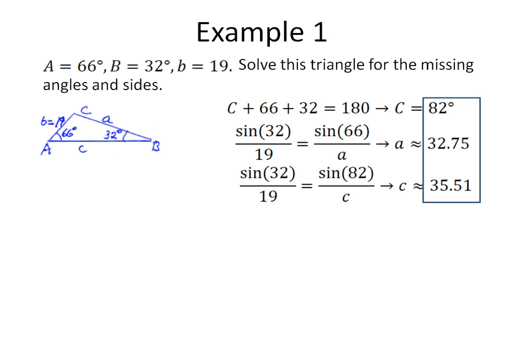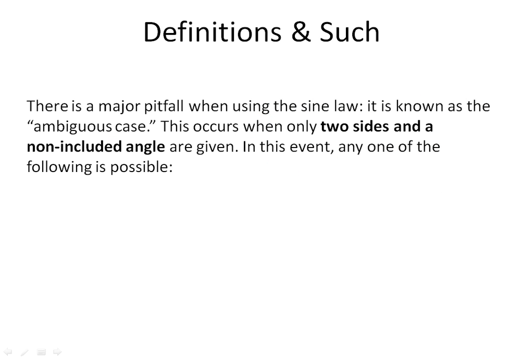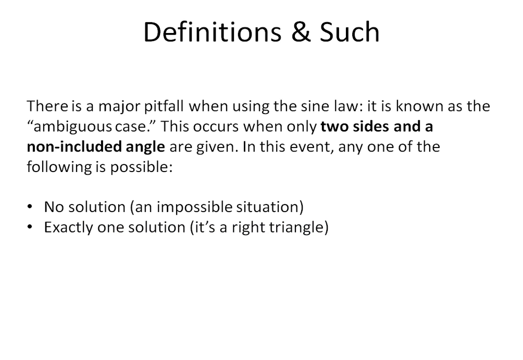Okay, it's relatively easy, but here's one of the problems. There is a problem if you have what's called the ambiguous case. This occurs when only two sides and a non-included angle are given. In this event, one of the following is possible: you could have no solution, which simply means that it's an impossible situation, or you could have exactly one solution because it's a right triangle. But if it's not a right triangle, you will have two different solutions.